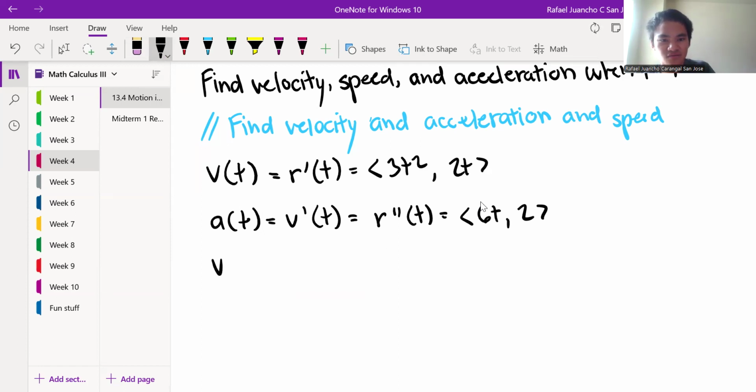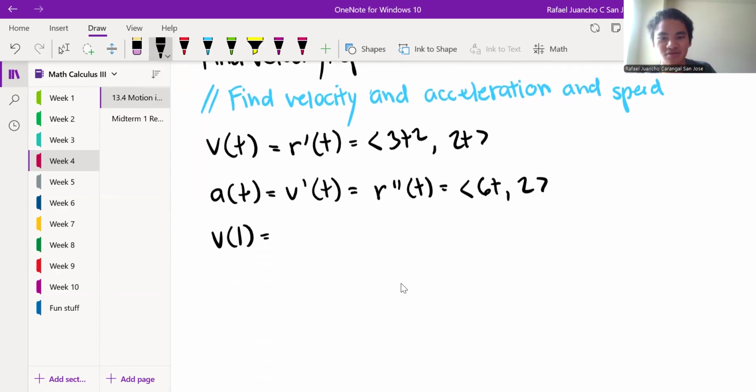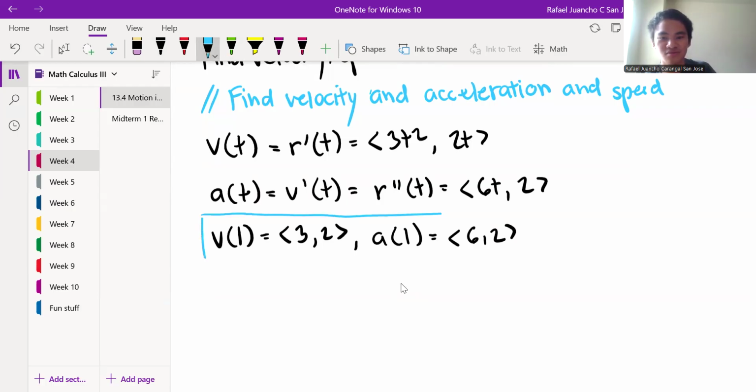Here we find v of 1, right? Velocity, speed, and acceleration when t is 1. So my v of 1 is 3 and 2. My a of 1, or my acceleration, is 6, 2. Okay? So those are two things. Oh, I almost forgot. And my absolute value at 1.